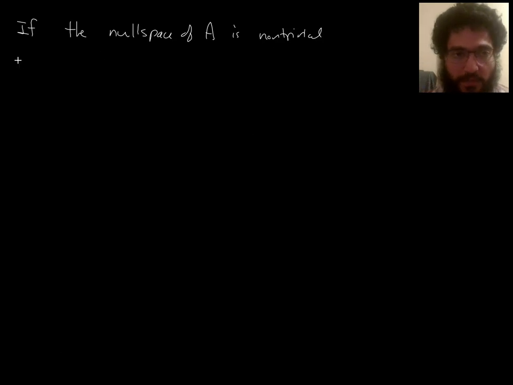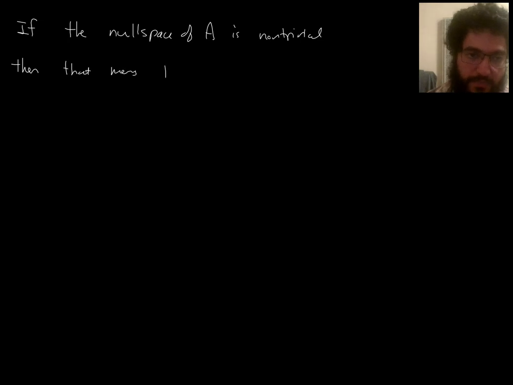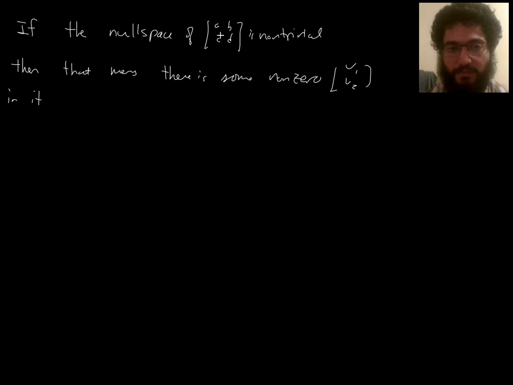So if the null space of A is non-trivial, then that means there is some non-zero vector, let's say (V1, V2), in it. And instead of A, let me make it a little bit more explicit. How about a, b, c, d? Let's just stick with 2 by 2 matrices. If the null space of this matrix is non-trivial, then there's some non-zero (V1, V2). Non-zero meaning not both of these are 0, right? When we say a vector is 0, we're saying all entries are 0. When we say a vector is non-zero, we're saying maybe some entries are 0, but at least one of them is not 0.